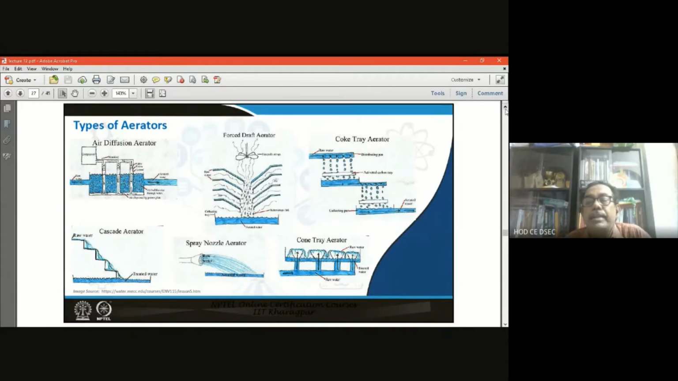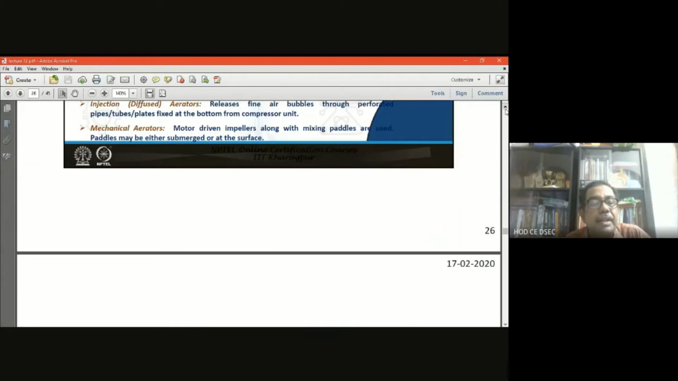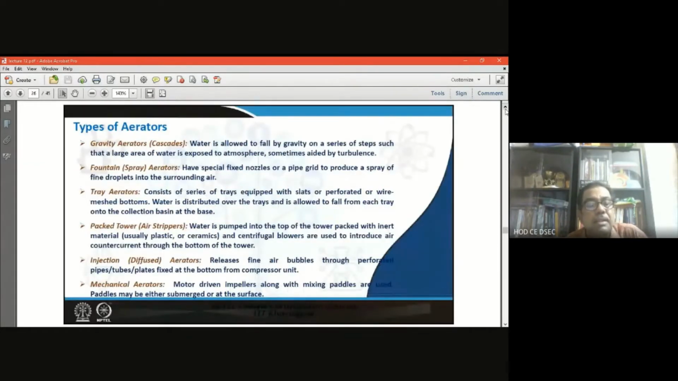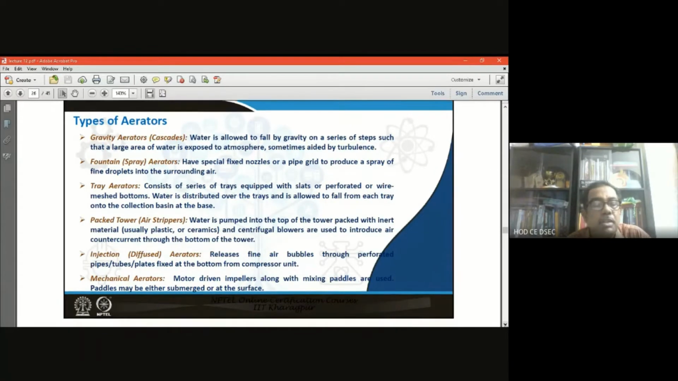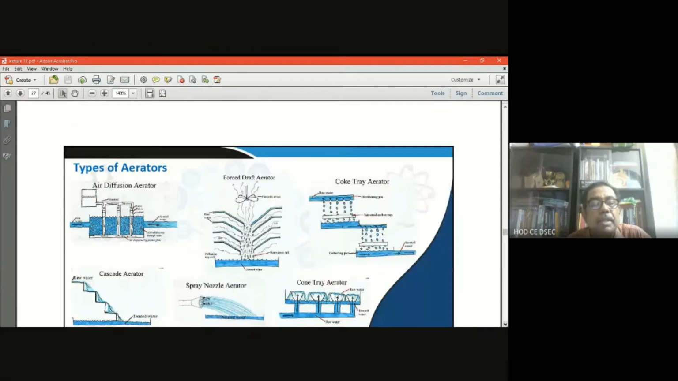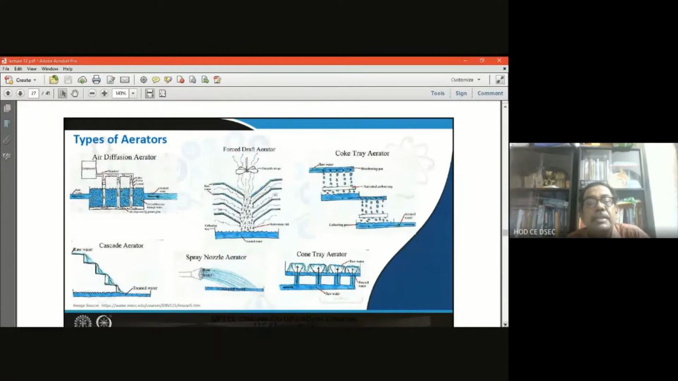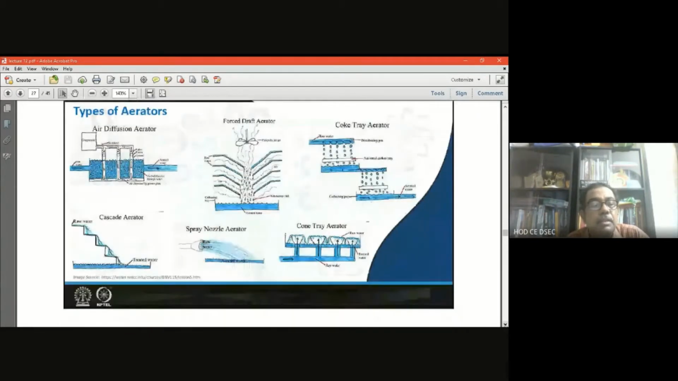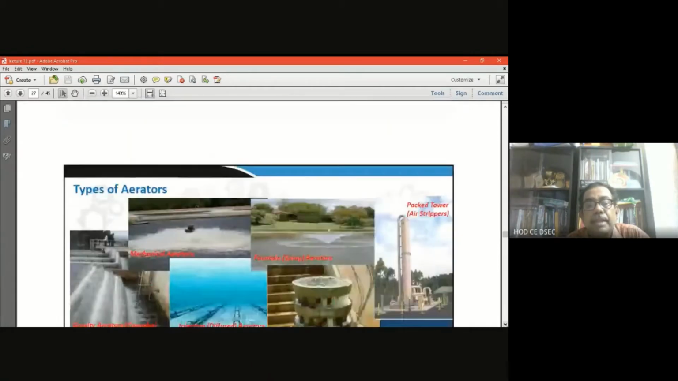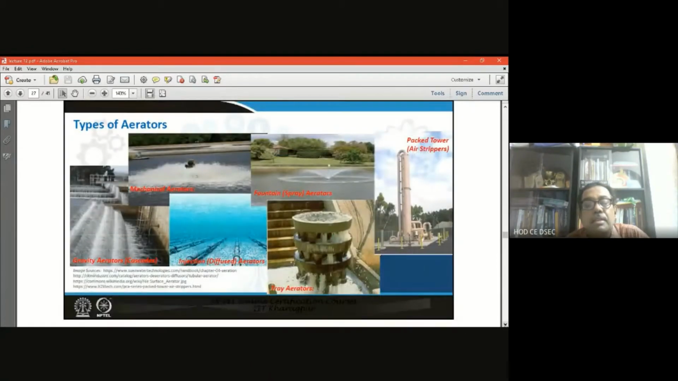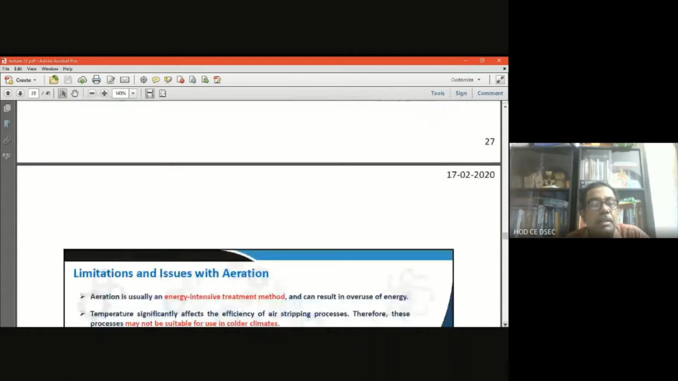So we are quite acquainted with some terminology of different aerators, that is the mechanical system, and last are the mechanical aerators that are mostly used, that is motor driven impellers with mixing paddles, which may be either submerged or at the surface, and these are mostly used in water treatment plants. Mostly the mechanical aerators are being seen. Okay, so these are the different aerators I have discussed. Now these are the photographs of the aerators which we have discussed, the photographs at the site.